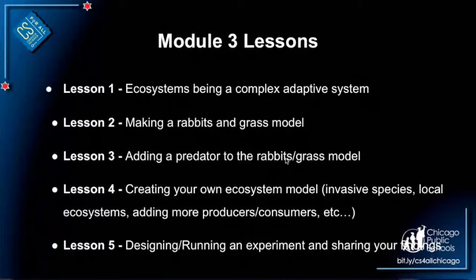For lesson 4, we have creating your own ecosystem model, which includes things like invasive species, local ecosystems, adding more producers and consumers, etc. So I have my students go through and actually model what happens with Asian carp or with zebra mussels in the Chicago River in Lake Michigan. So they are able to see how an invasive species really messes up a food web. For lesson 5, students go through and they actually design and run their own experiment using their own data or other animals that they would like to see how they interact within an ecosystem.